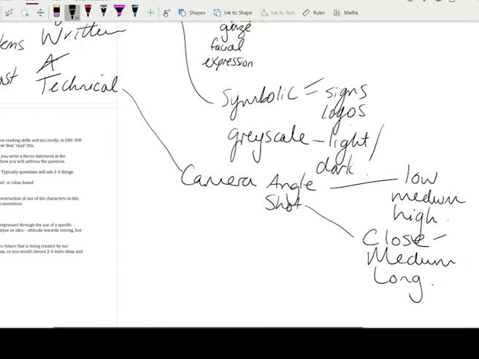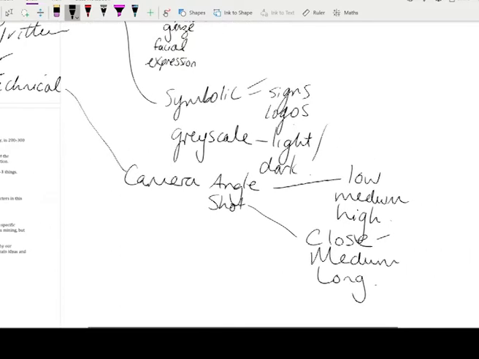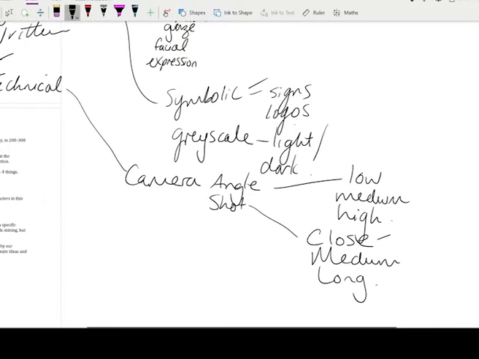But then you've got extremes. You've got extreme close-ups when it just shows perhaps an eye. You can have medium close-ups, which are not quite the full upper body, but might be from shoulders up. And you can have extreme long, which can also be establishing shots, like of a setting.